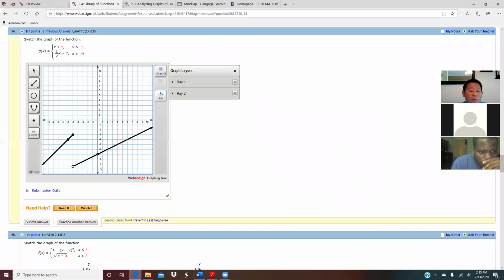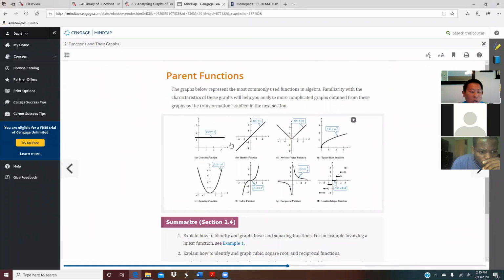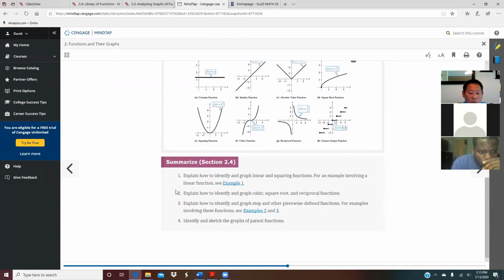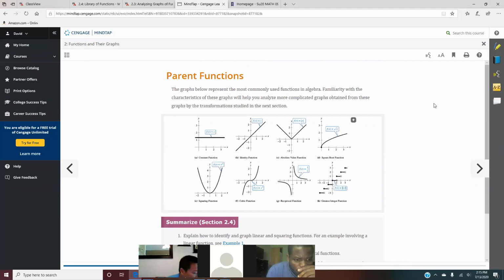Some of you who have the ebook, where's my ebook? There you go. This is in page, where's the page here? Should be a page at the end of 2.4. Let me see. I got my textbook. So if you have a textbook, you have all these parent functions given to you on page 202. This is page 202. So this is all page 202. So it's in here. So this is all your parent functions.